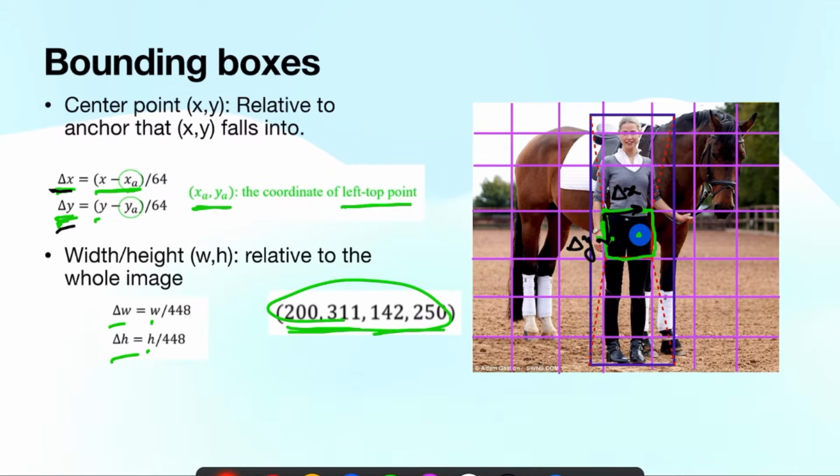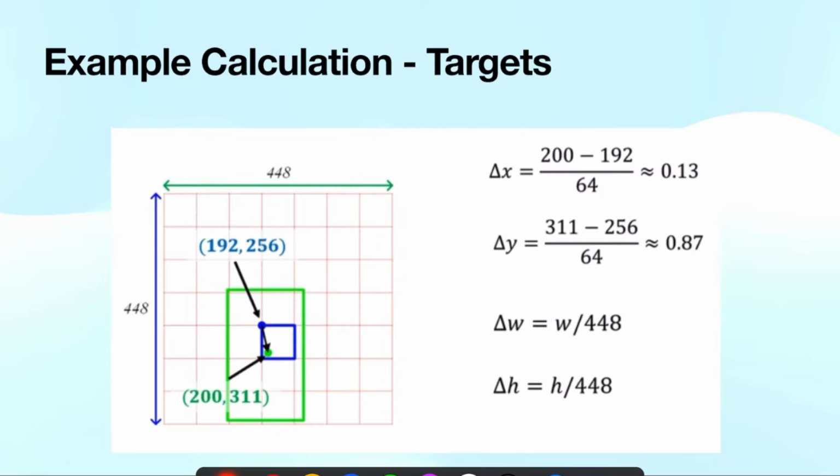In the same way, width and height we calculate with respect to the image level. The whole image is 448 by 448, so I am just normalizing these values by 448. Hope you understood this. If you don't, this example should clear your doubts. This green box is our ground truth. The center falls into this particular grid cell, and this grid cell is responsible for the prediction of this box.